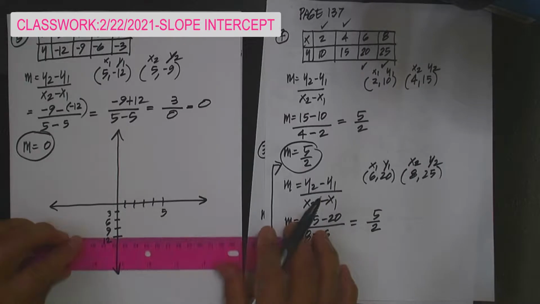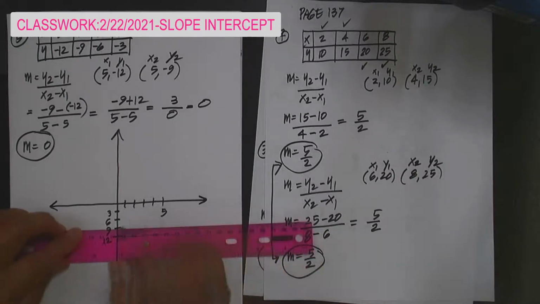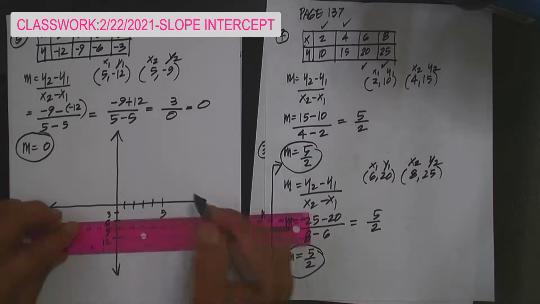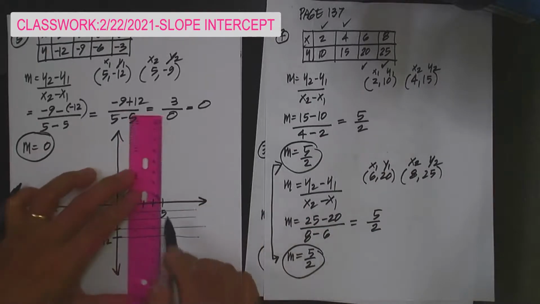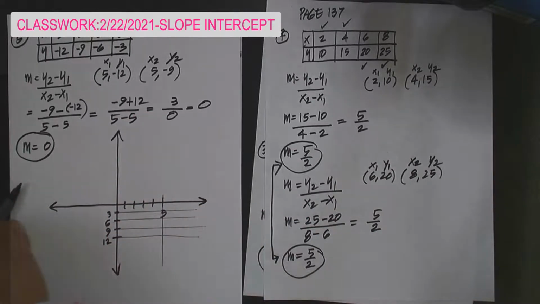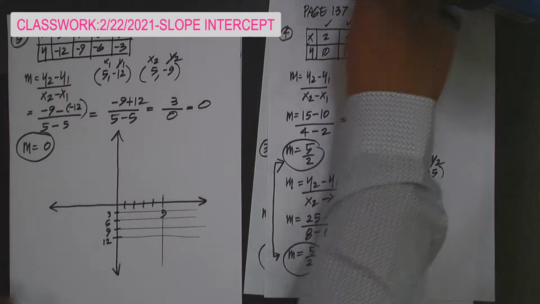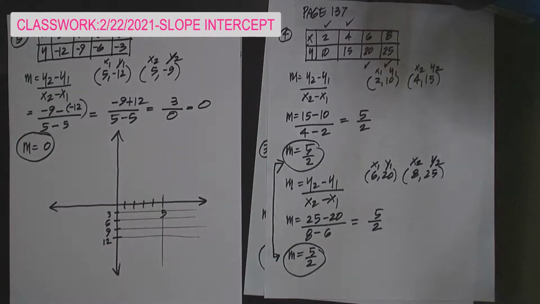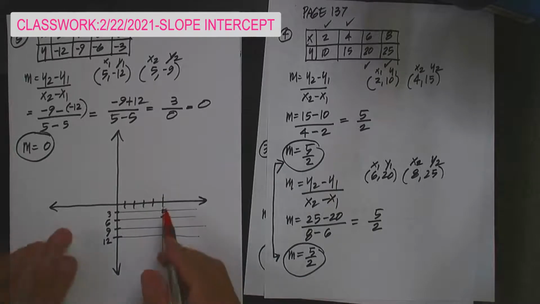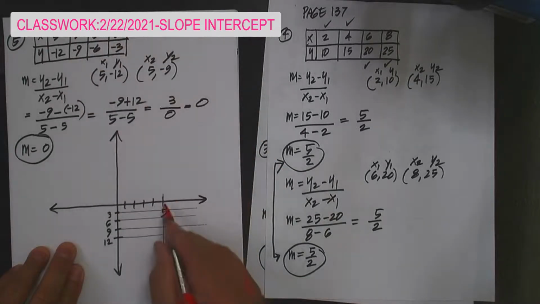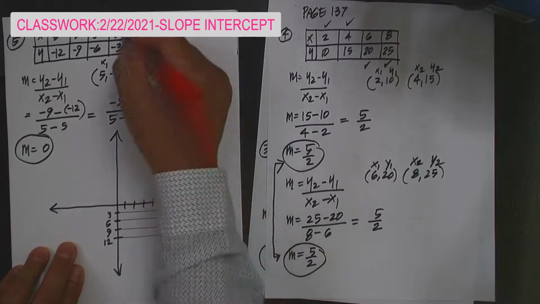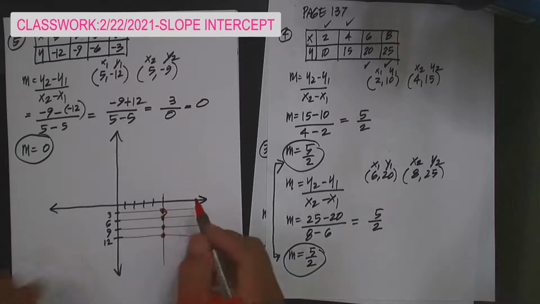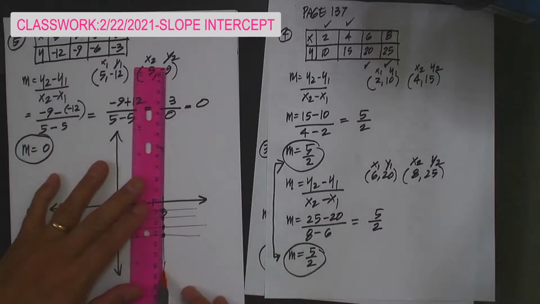So that you can see my explanation. Okay, look. Your first point is 5 and negative 12. That's the first point. Second point, 5 and negative 9. Third point, you have 5 and negative 6. And then the last one is 5 and 3. What have you noticed? It formed a vertical line.